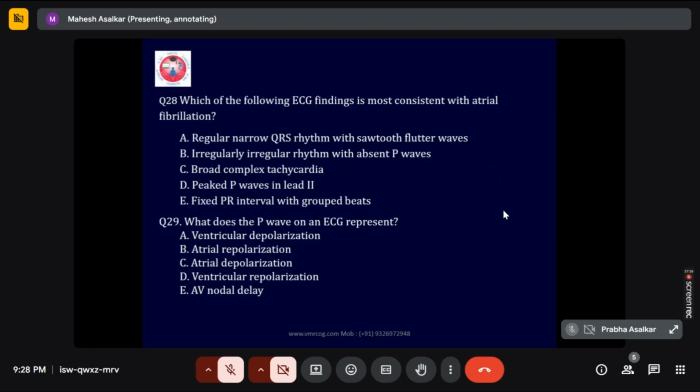Sir, option B. Irregular rhythm with absent P waves. Absent P waves and irregular rhythm. Next question. Question 29. What does the P wave on ECG represent? A. Ventricular repolarization. B. Atrial repolarization. C. Atrial depolarization. D. Ventricular repolarization. E. AV nodal delay. So, atrial depolarization. Correct, C. This is also an often asked question.